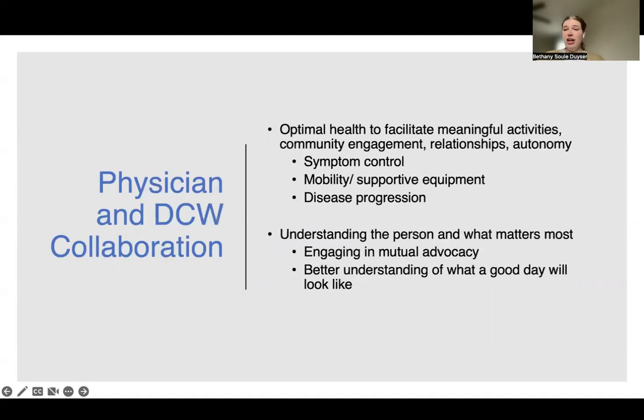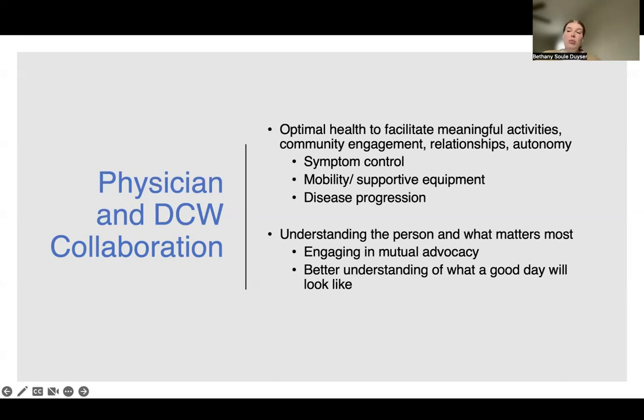On the other hand, physicians collaborate with direct care workers and provide support for direct care workers' job performance by ensuring people are in their most optimal health state, right? People need optimal health to be able to facilitate meaningful relationships and participate in community engagement and be autonomous in the community. To be able to successfully live at home with your direct care worker's support, you really need adequate symptom control. You need access to the right type of mobility or supportive equipment and management of your disease progression.